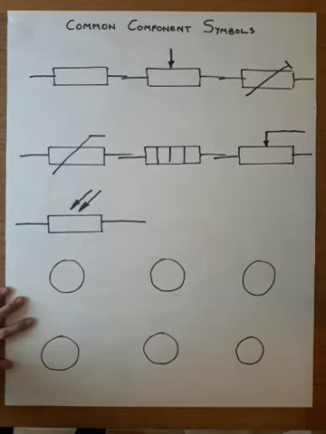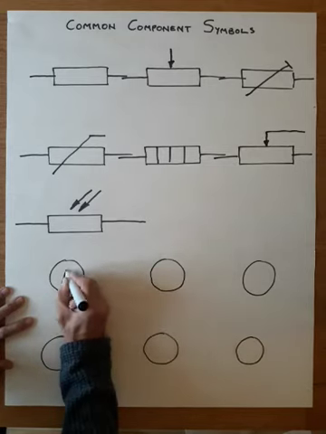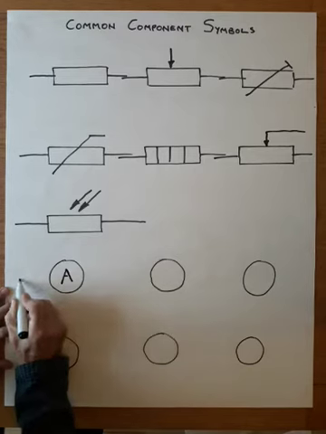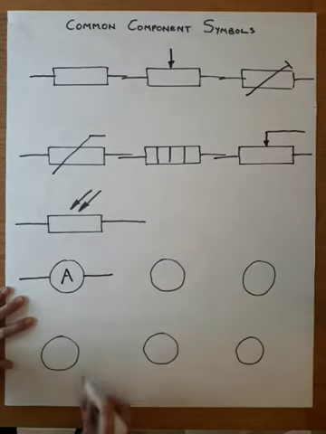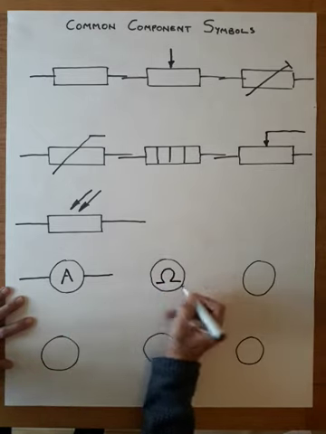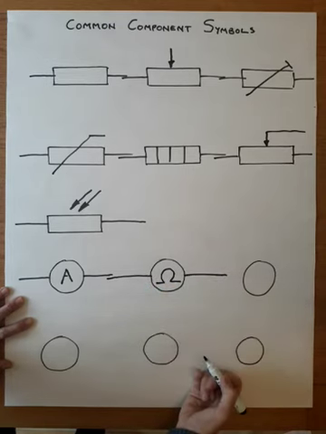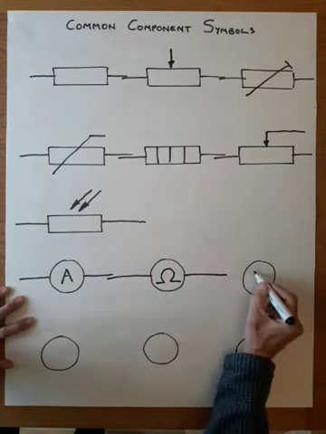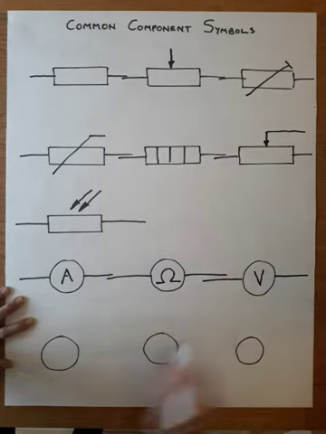Most commonly they have a letter in the middle, but there are variations. So we could have an ammeter, and it is an ammeter, double M, not an amp meter. So an ammeter. We could have an ohm meter, something that measures resistance. We could have a voltmeter, something that measures voltage.